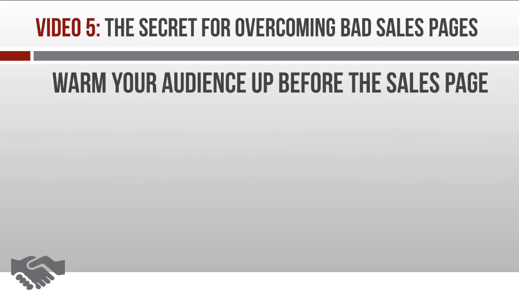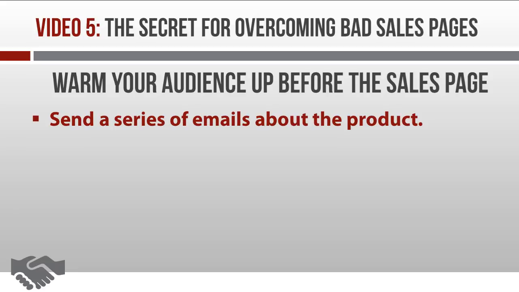The second step in overcoming a poor sales letter is to warm your audience up before you send them to the sales letter. Truth is, you should be doing this even if the sales letter is awesome. The idea here is to present the benefits of the product and work your audience up into a buying frenzy. Okay? When they click on your affiliate link, they should already have their credit cards halfway out of their wallets. There are a couple of ways to do this. However, the best way to warm up your audience is to send a series of emails about the product.